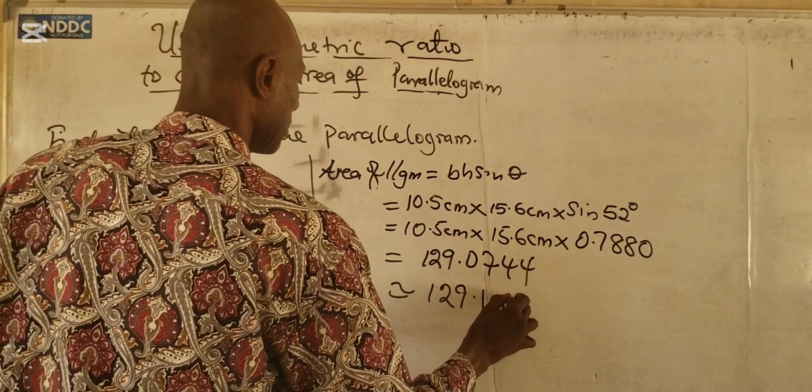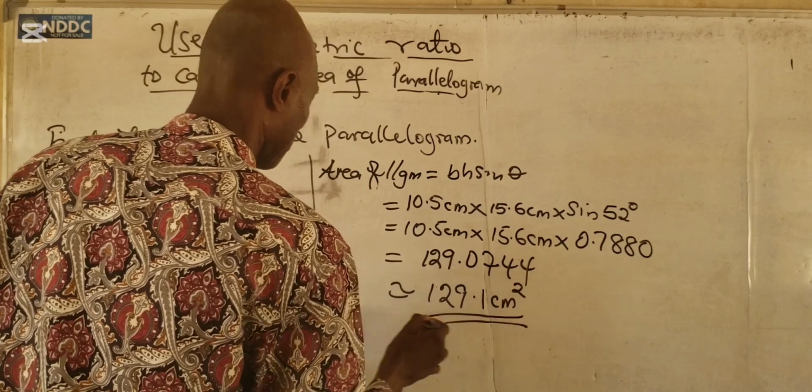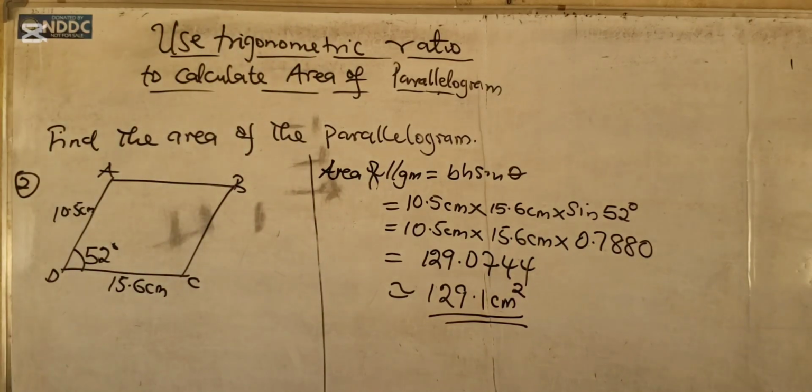So by approximation, it gives us 129.1 cm squared, because you have to approximate to 4 significant figures and to one decimal place. That is all about the math.